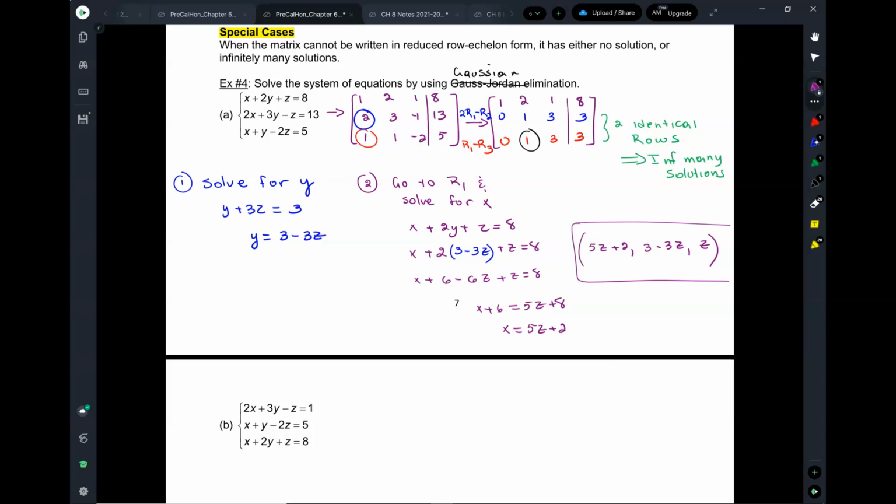So you say to yourself, okay, what if z was 0? Then we get 2, 3, 0. What if z was 1? What if z was negative 2? And so you can get a whole plane or whatever. Isn't that cool?